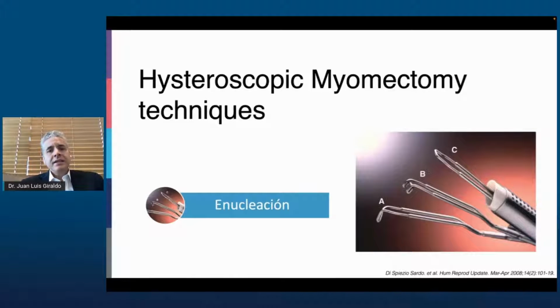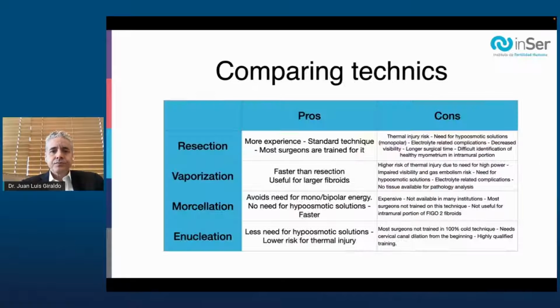And finally, the enucleation, that the most common enucleation is done through the resectoscope using a cold loop. So usually what's done in this case is that the intraluminal portion is resected with energy, and then with a cold loop, the intramural portion is enucleated and released into the endometrial cavity, and then it's lysed again with a resectoscope to be able to take the rest of the fibroid out.